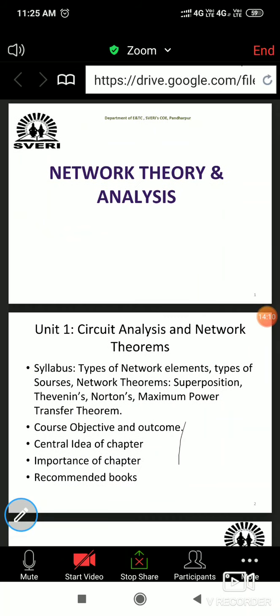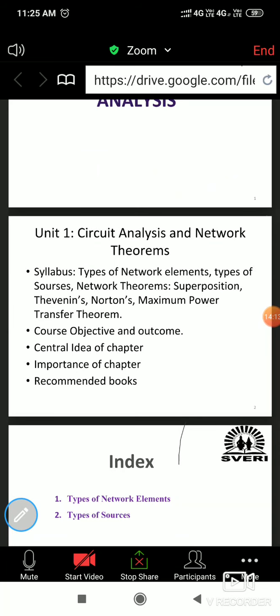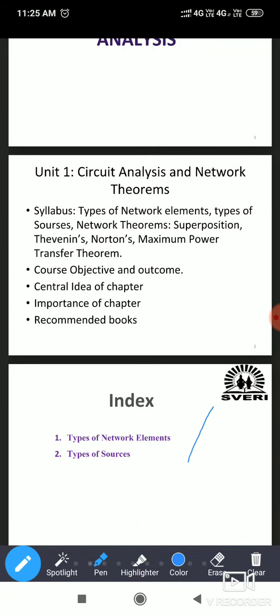If you are observing here, unit number 1, the syllabus I will tell first of all. What is the syllabus here? Types of network elements, types of sources, then 4 network theorems: superposition theorem, Thevenin's theorem, Norton's theorem, and maximum power transfer theorem. These 4 theorems are there, and after that we have to solve problems based on them. The problems are again classified into 2 categories: one is DC based, and the second is AC based.